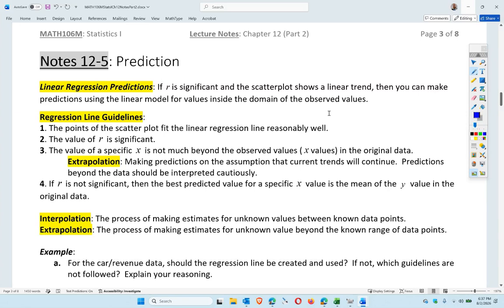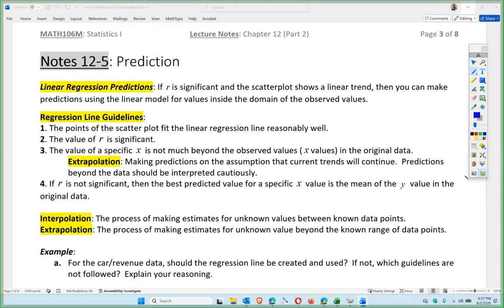Okay, in this section we're going to focus on making predictions using the linear models we found in the prior sections, now that we know that they're valid. The big thing I want to point out about making predictions is interpolation versus extrapolation. We talked about this before.